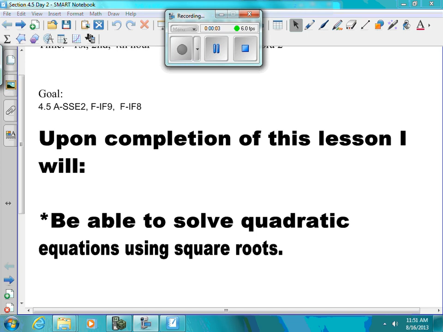Welcome back. We are going to continue in section 4.5, unit 1. We're going to finish it up by solving equations now. We learned how to simplify radicals in the first section. Now we're going to solve quadratic equations by using square roots. So this is another method that will work for some, but not every single equation we come across.